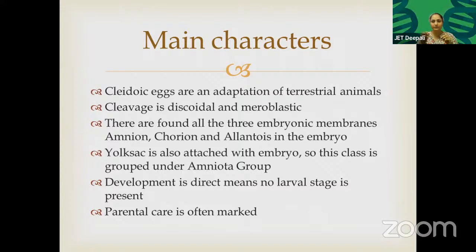Cleavage is discoidal or meroblastic. They have all three embryonic membranes: amnion, chorion, and allantois. These are the three embryonic membranes found in an embryo. Yolk sac is also attached to the embryo. So this class is grouped under the amniota group. They have amniotic fluid. Development is direct, means no larval stage is found. Parental care is often marked, means male organisms take care of their eggs or their babies.